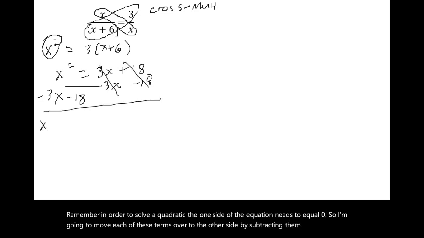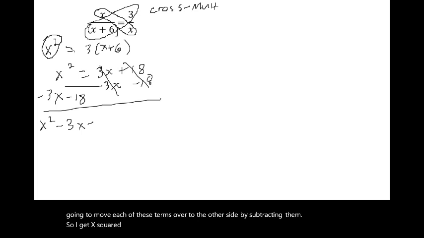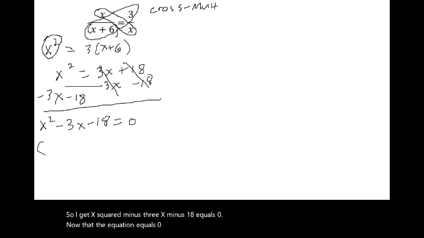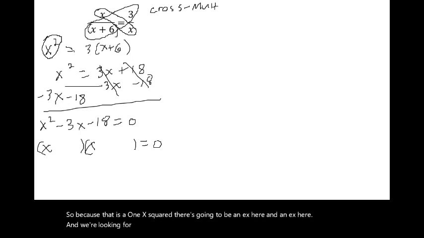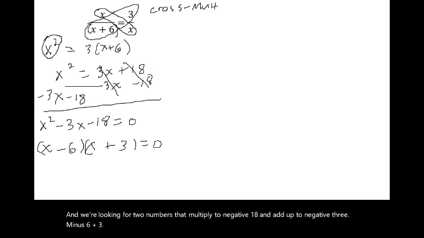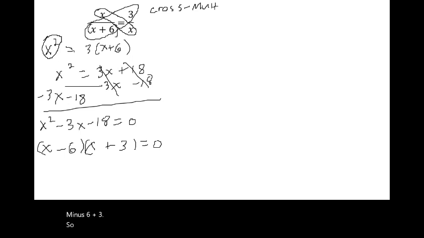So I get x squared minus 3x minus 18 equals 0. Now that the equation equals 0, we are going to factor this, and we are going to solve it. So, because that is a 1x squared, there's going to be an x here and an x here. And we're looking for two numbers that multiply to negative 18 and add up to negative 3: negative 6 plus 3. So then you're going to set each factor equal to 0 and solve for x.